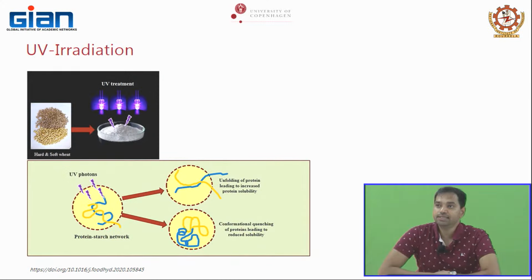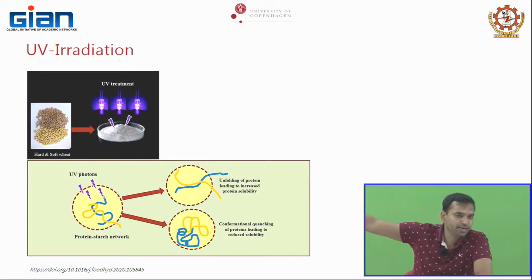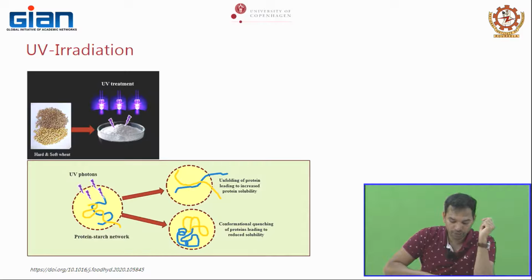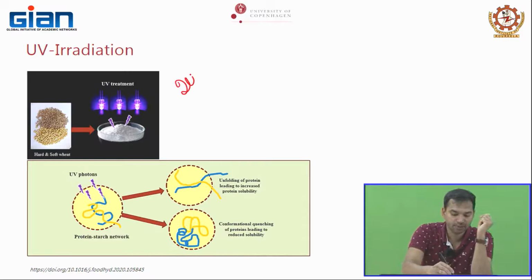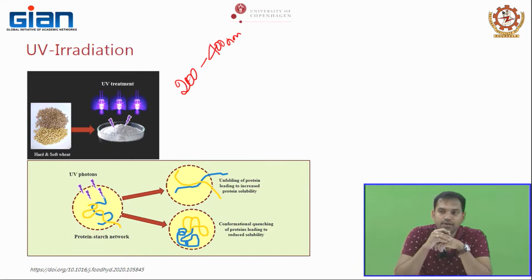So, UV radiation is something similar to gamma radiation. In the case of gamma radiation, we use very high intensity, very high energetic radiation. In the case of UV, it is energetic but less energetic than gamma radiation. Basically, we use UV light, which has a wavelength between, let us say, 200 to 400 nanometers, and at this wavelength the photons are sufficiently energetic that they can excite electrons from one orbital to another orbital.